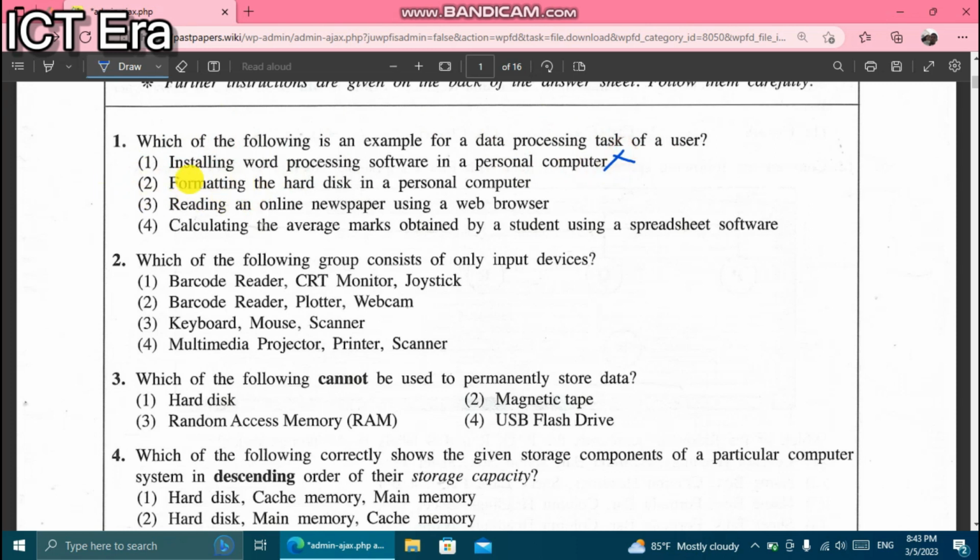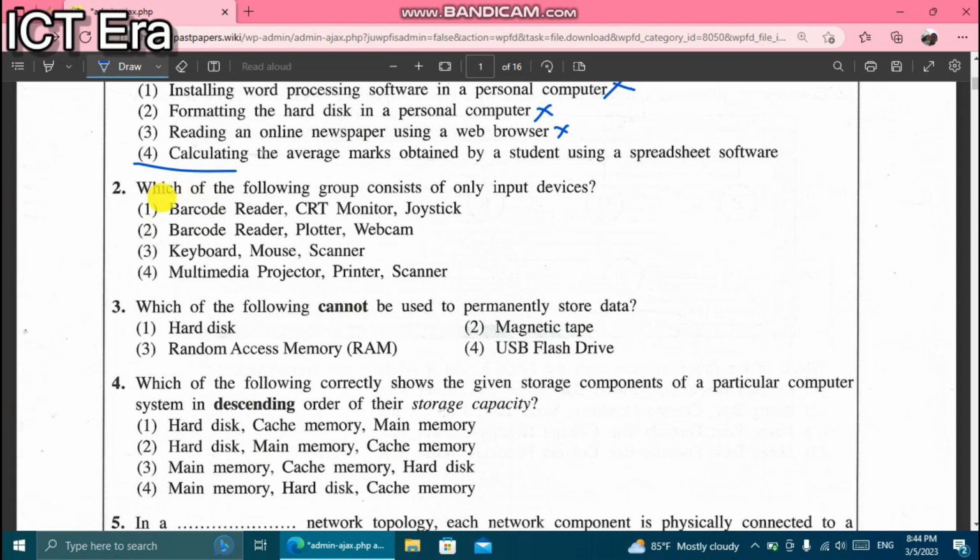Then second one, formatting the hard disk in a personal computer. So this is also not an example for data processing task as this one is formatting the hard disk in a personal computer. Then third one, reading an online newspaper using a web browser. So this one cannot be also taken as a data processing task. The last one is calculation of the average marks obtained by a student using a spreadsheet software. So this is the answer for first one.